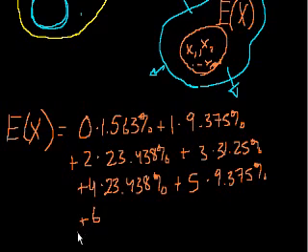Let's see, I get all heads 1.563% of the time. That makes sense again because all heads should be just as likely as all tails, right? All tails is the same thing as no heads.